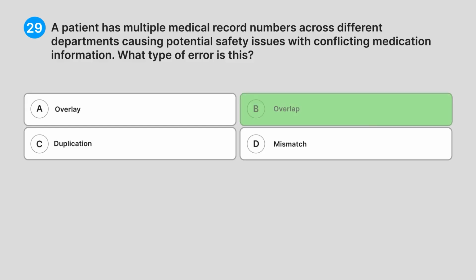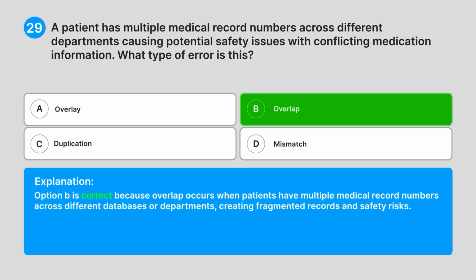Correct answer, B. Overlap. Explanation? Option B is correct because overlap occurs when patients have multiple medical record numbers across different databases or departments, creating fragmented records and safety risks.